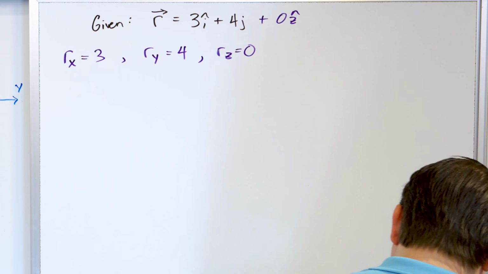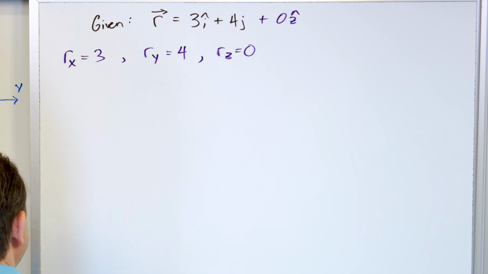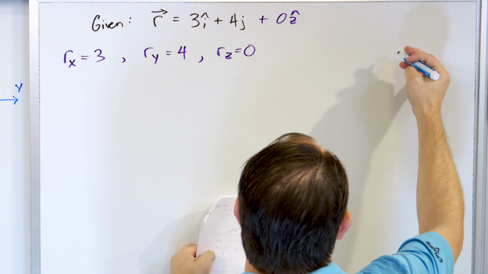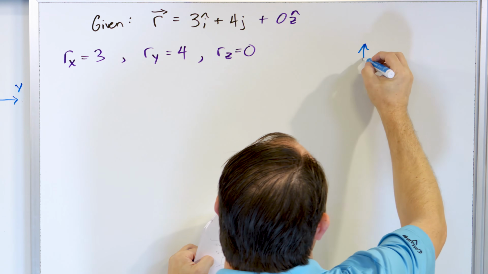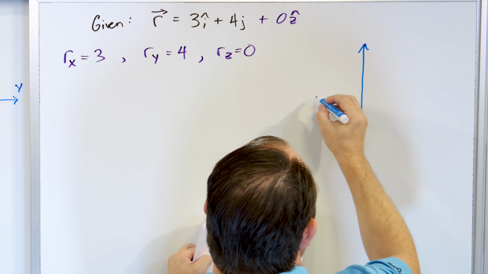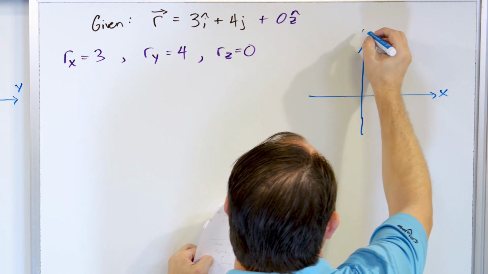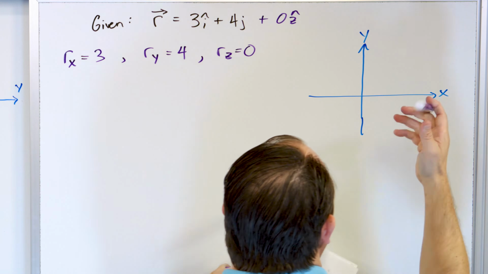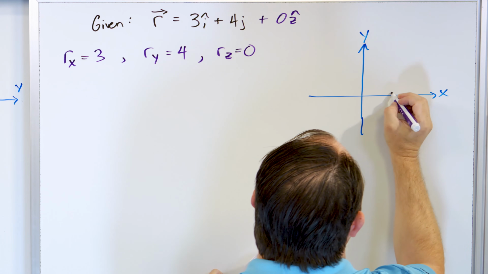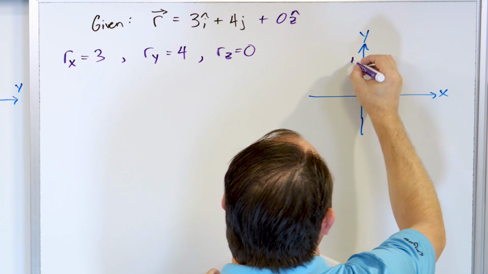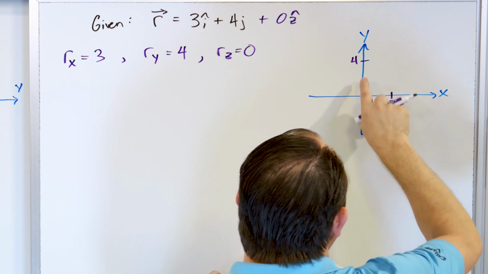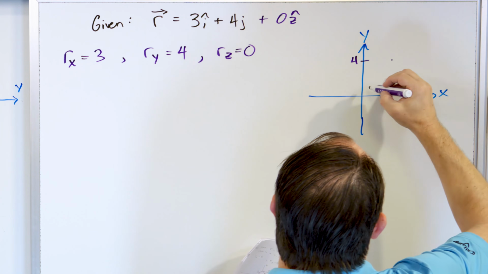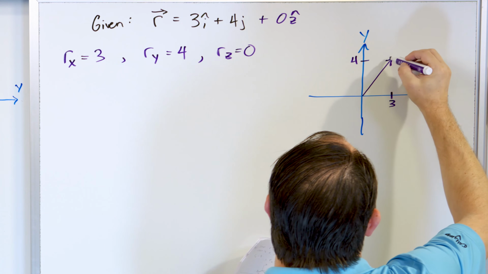All right, so let's draw a picture to try to understand this a little bit more. What we'll do is draw a little xy plane. And what we said is 3 in x and 4 in y. So we go 3 units in the x direction and 4 units in the y direction. I could put the tick marks, but this is 3, this is 4. And then you put the tip of your arrow right here and you say this is the vector.